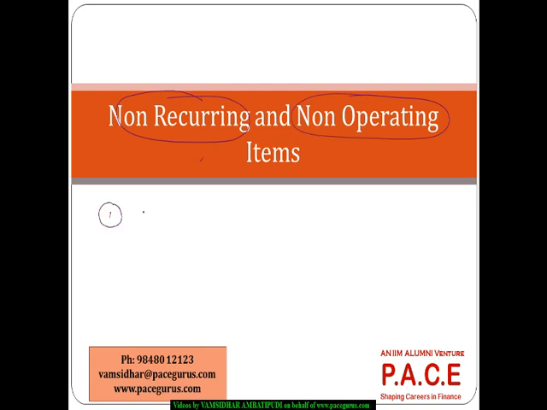So, on a broader scale, if I have to look at these non-recurring and non-operating items, I can look at the discontinued operations. If the company has discontinued a few portions of the business, how would they be handled in the financial statement or in the income statement? Then we will talk about extraordinary items. What do we mean by extraordinary items and how are they handled in the income statement?